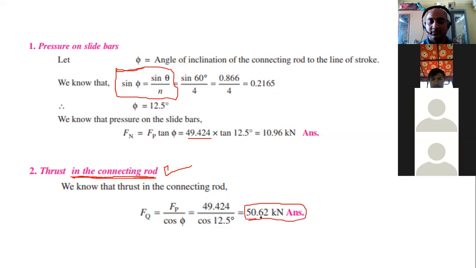So what I recommend here is that you solve this problem again in your notebook. Once you see the solution, try to solve it on your own, and then cross check your answers. Then you will get good practice of these problems.